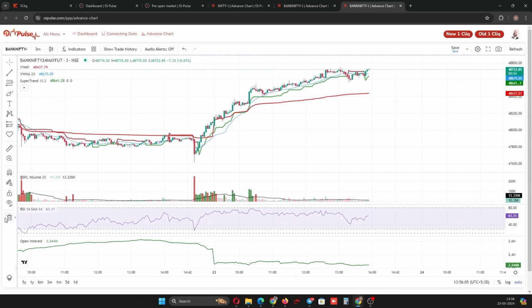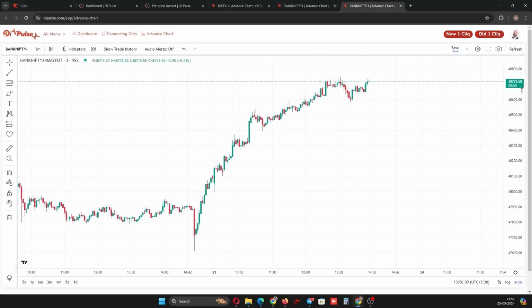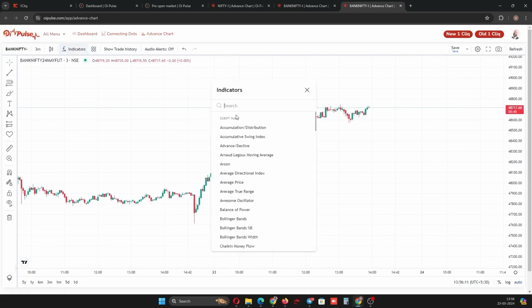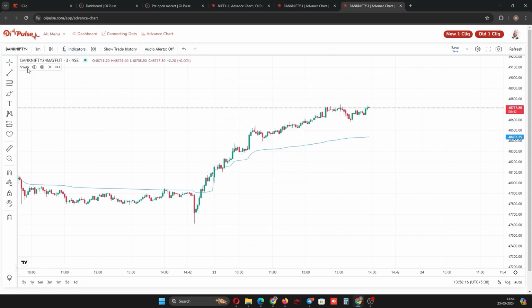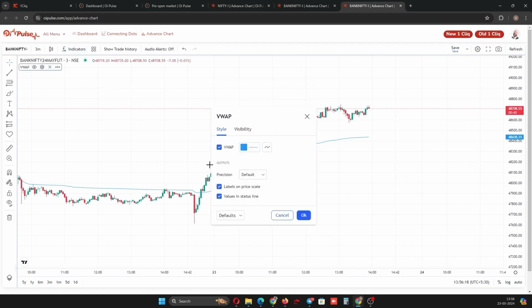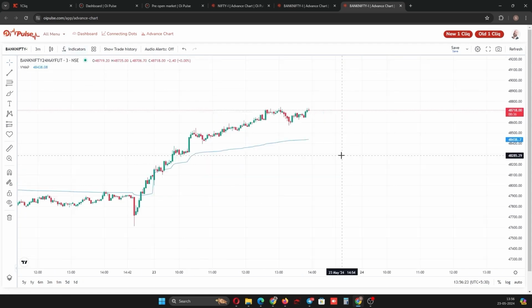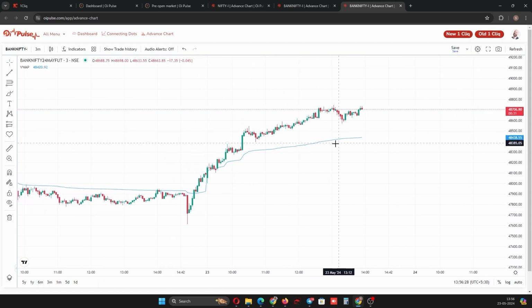So for now, we will remove all the indicators. The plain chart would be like this. I'll add a VWAP. So this is a by default VWAP. There is no any settings in it. In indicators, if you select VWAP, automatically it will open like this. So this is a first indicator which we will be using.